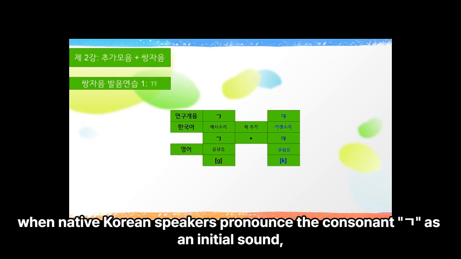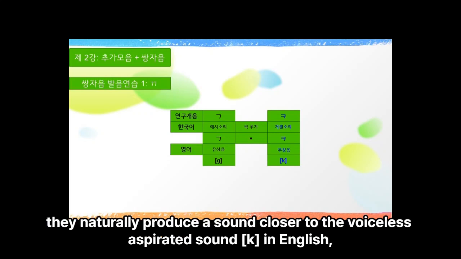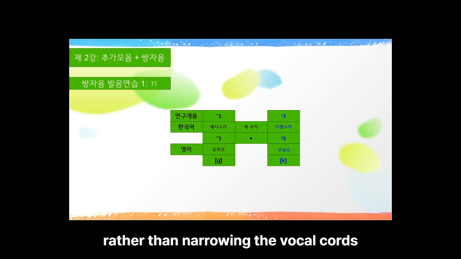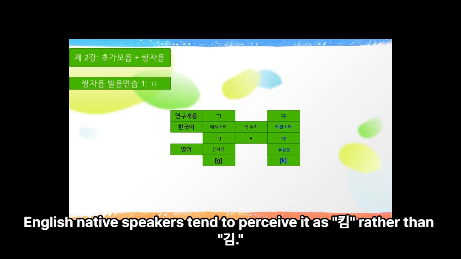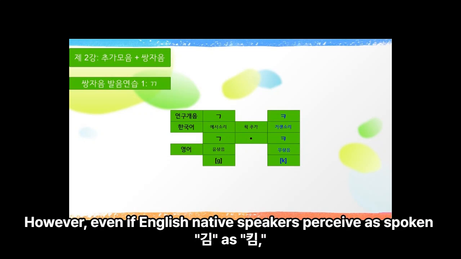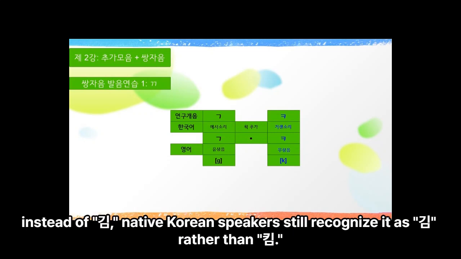In other words, when native Korean speakers pronounce the consonant, gyok, as an initial sound, they naturally produce a sound closer to the voiceless aspirated sound, k, in English, rather than narrowing the vocal cords to produce the voiced sound, g. Due to these pronunciation characteristics, when native Korean speakers utter gim, one of the representative surnames in Korea, English native speakers tend to perceive it as kim rather than gim. However, even if English native speakers perceive a spoken gim as kim instead of gim, native Korean speakers still recognize it as gim rather than kim.